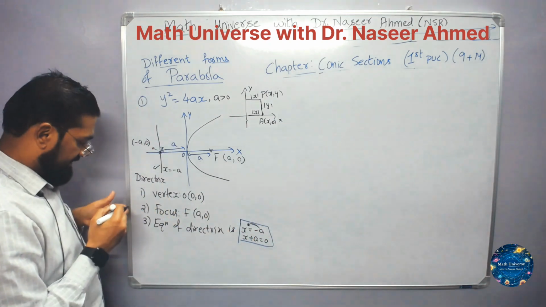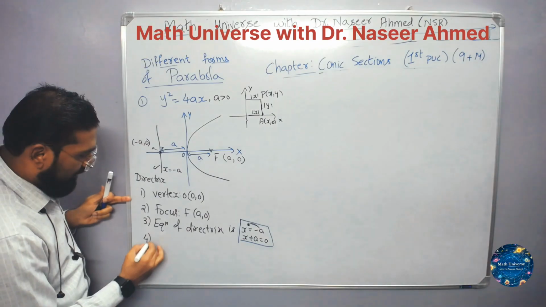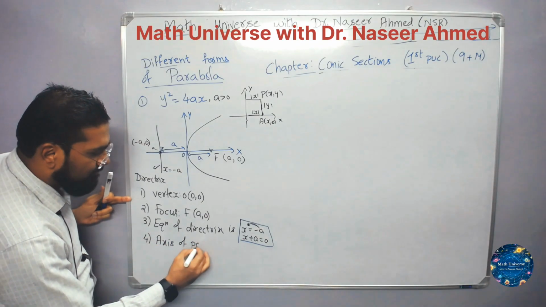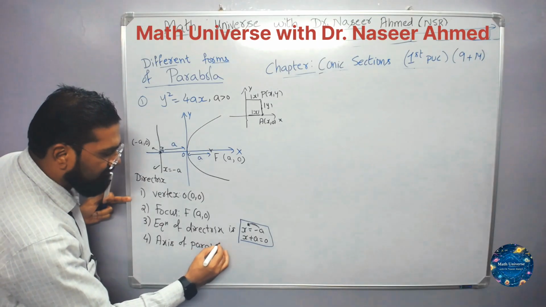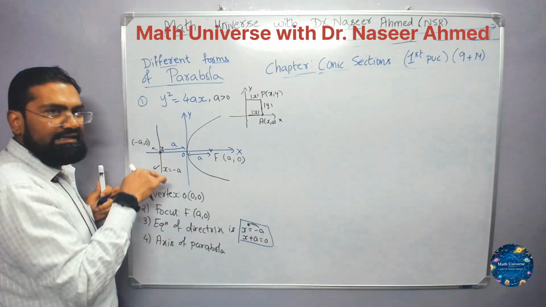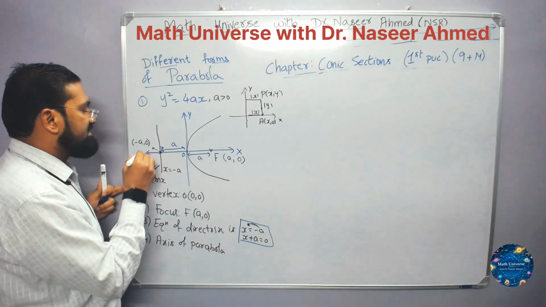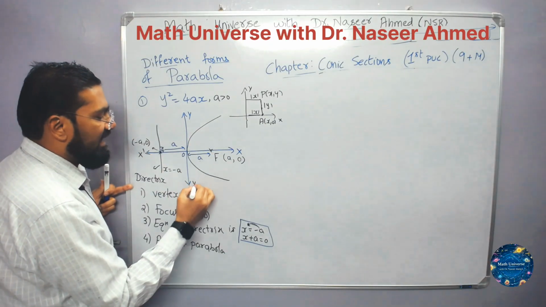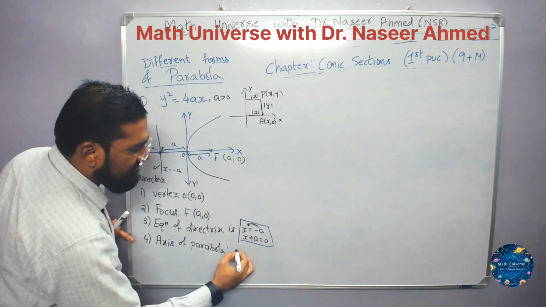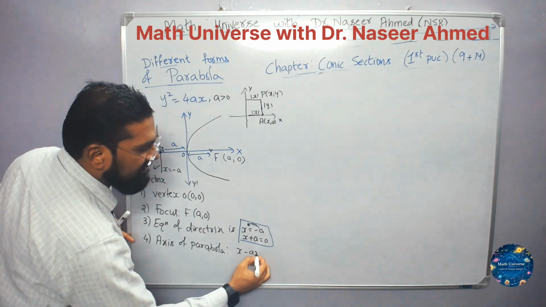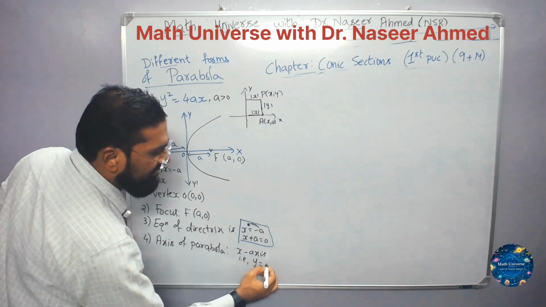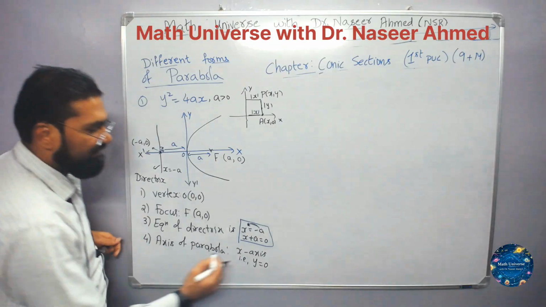Okay. Next, coming to the fourth point, axis of parabola. What is the axis of parabola? Any line passing through the focus and perpendicular to the directrix. That is which axis? X-axis. So the axis of parabola is the x-axis. And what is the equation of the x-axis? y is equal to 0. This part is also done.